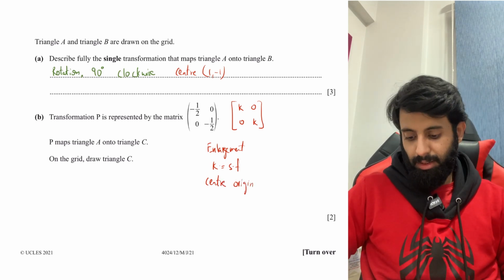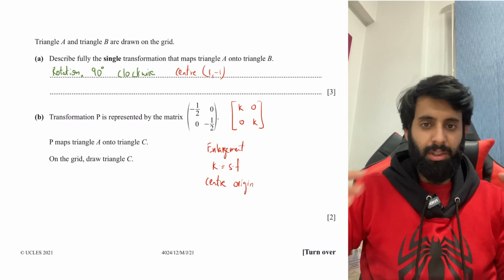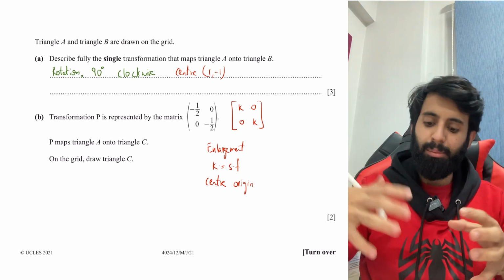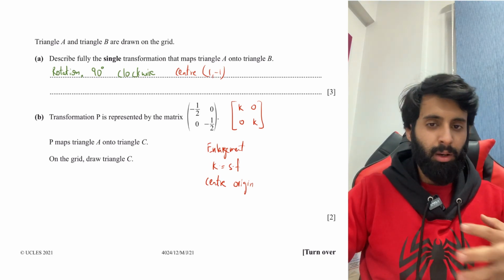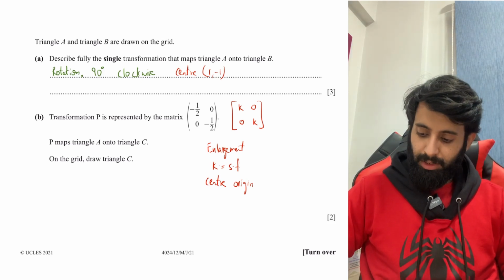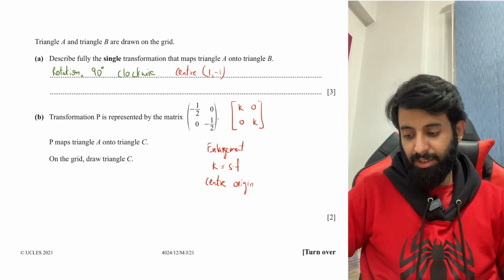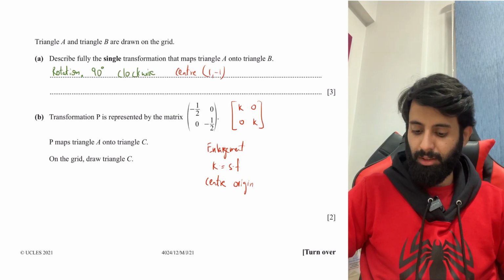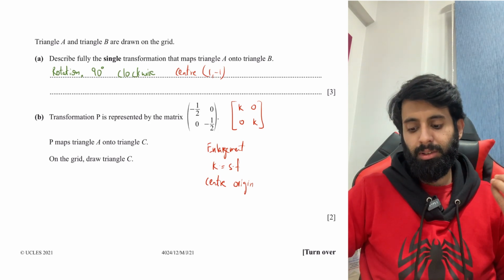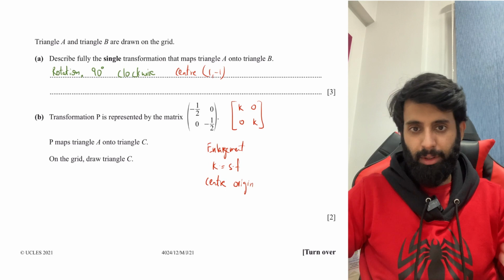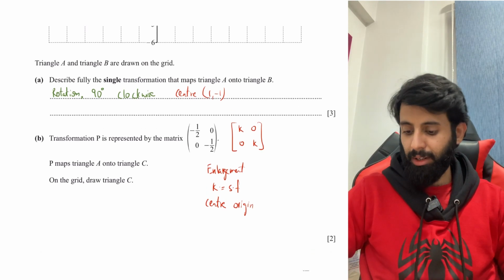Scale factor half basically means that your image is going to be smaller, it will diminish, and minus means that it's going to be 180 degrees rotated, and the center is going to be the origin. So whenever the center is the origin, and you have to enlarge a triangle, all you got to do is look at the scale factor and multiply all your coordinates by the scale factor. So that's exactly what I intend to do.